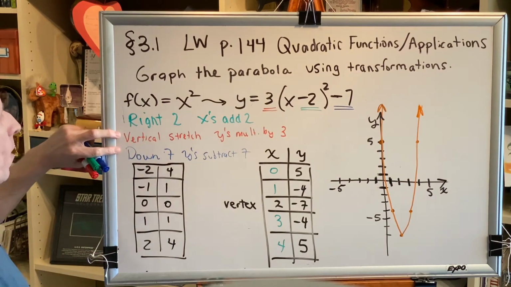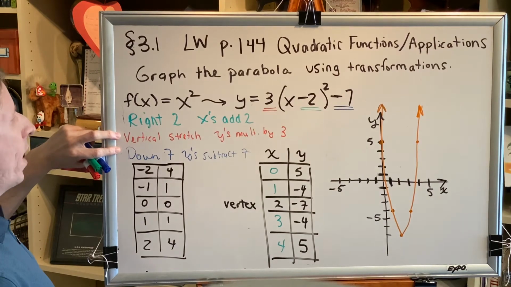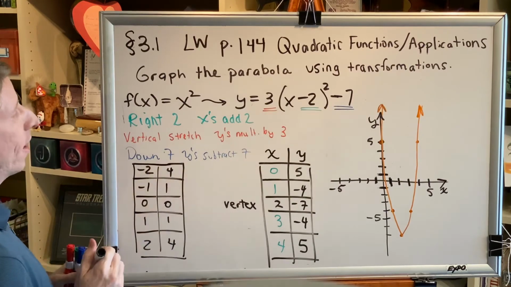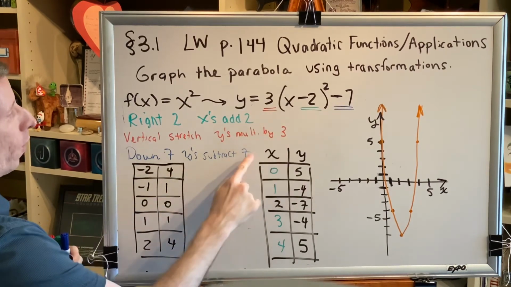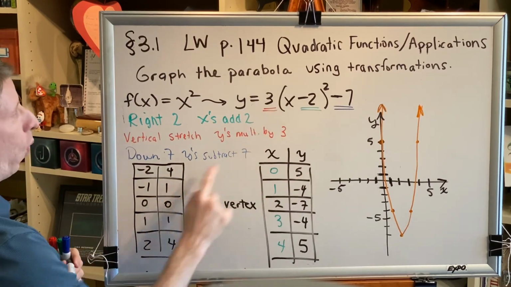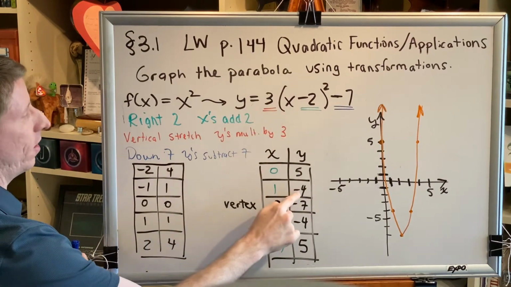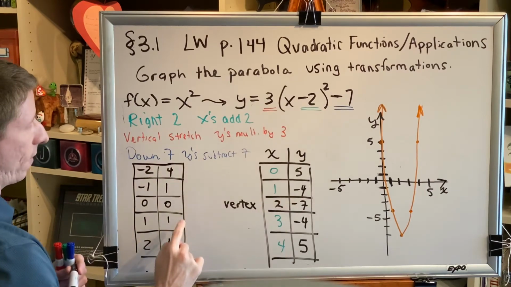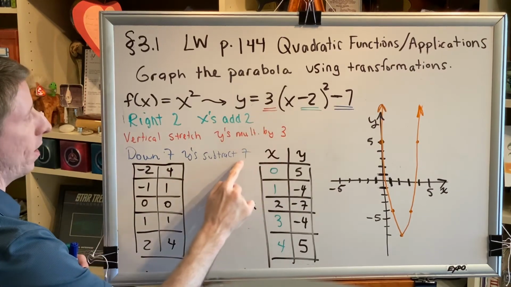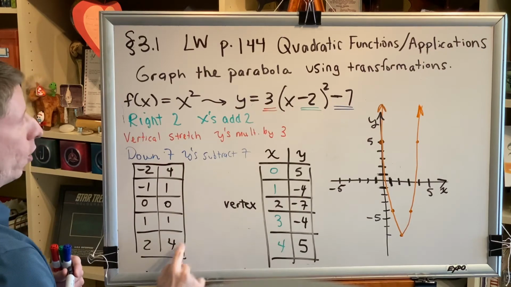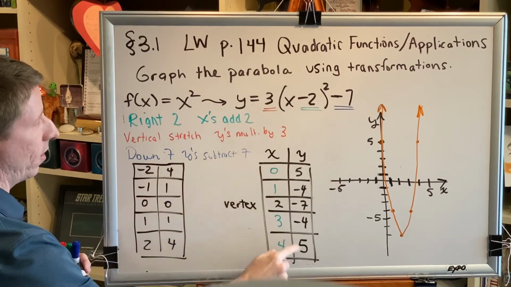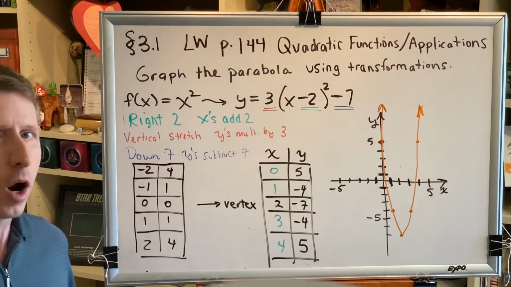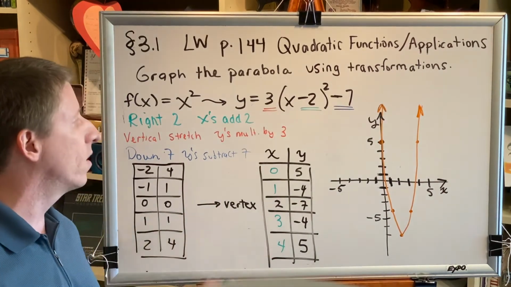All right, how about the y's? Well, with the y's, we have to do this in the correct order. Multiply by 3, then subtract 7. 4 times 3 is 12, minus 7 is 5. 1 times 3 is 3, minus 7 is -4. 0 times 3 is 0, minus 7 is -7. 1 times 3 is 3, minus 7 is -4. 4 times 3 is 12, minus 7 is 5. So, we get the table of points that we got in our previous method for solving this same problem.